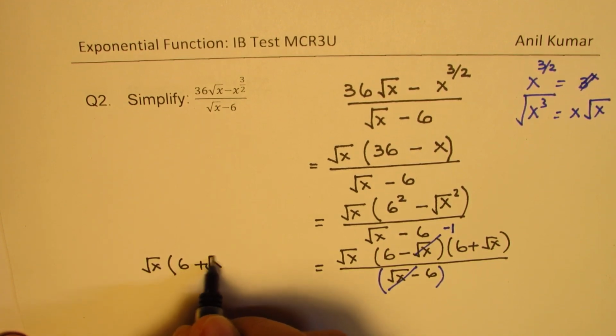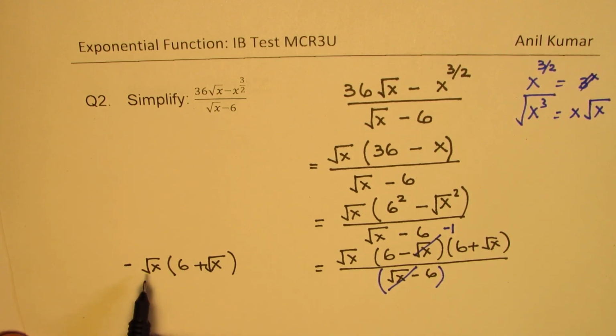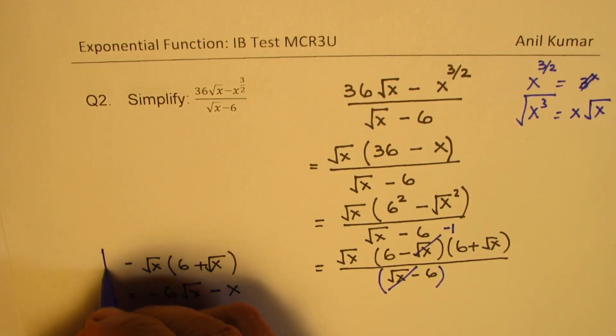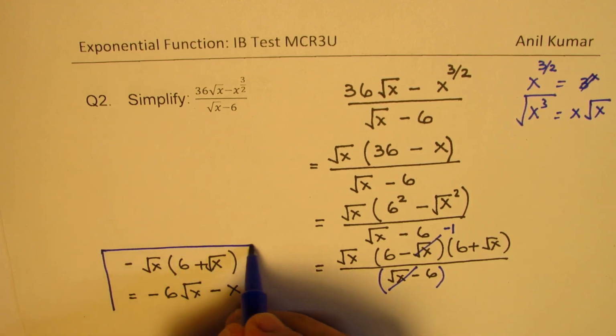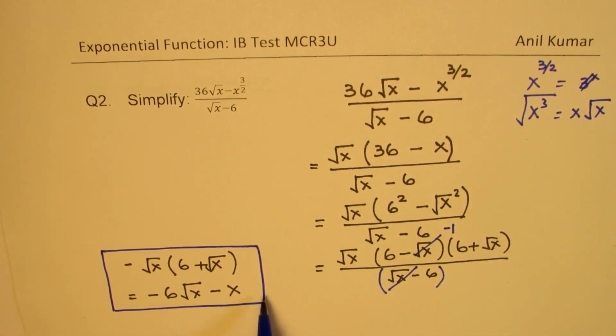And therefore, we can write this in a simplified form as square root of x times 6 plus square root x, with a negative sign. Do you see that? So this becomes the simplified form of the given expression. Correct? It could also be written in the expanded form as minus 6 square root x minus x. Either way, both are correct. So that is how we could actually simplify this. And remember here, we have a restriction.